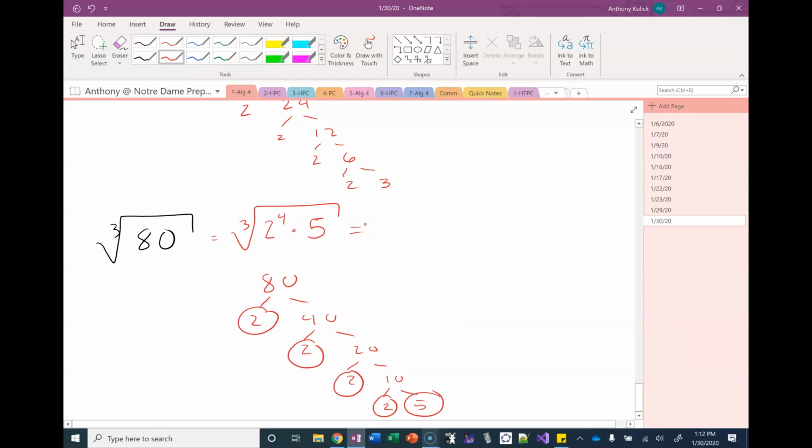So let's do our exchanges. What do we get here? What can come out? 1, 2. What's left underneath? 1, 2, and 1, 5.